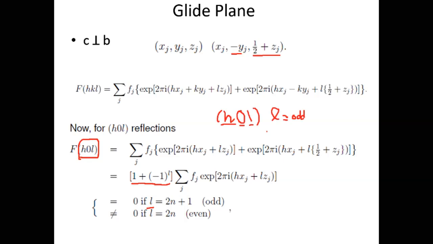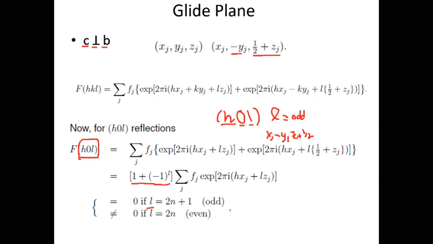So we can reconstruct this symmetry operator to be X, negative Y, Z plus a half. So by looking at the systematic absence criteria, you can actually reconstruct what type of symmetry operation it is. So for the H0L, we're looking at a C-glide perpendicular to B.